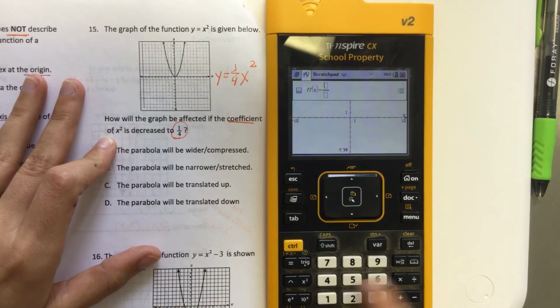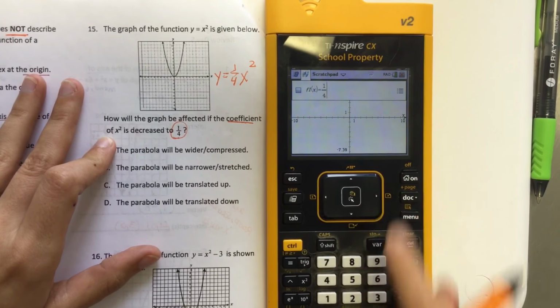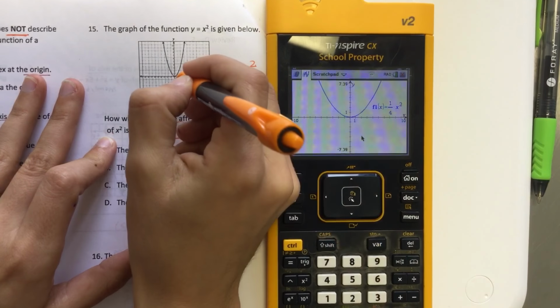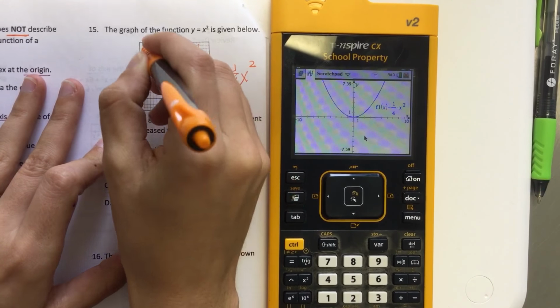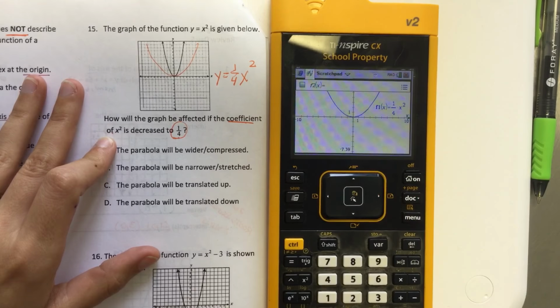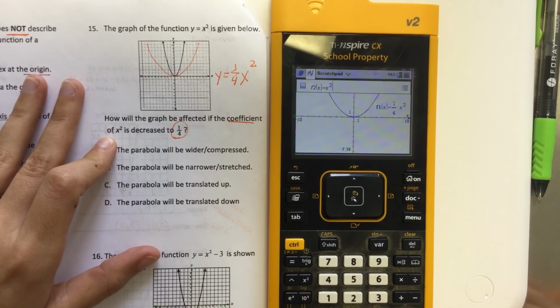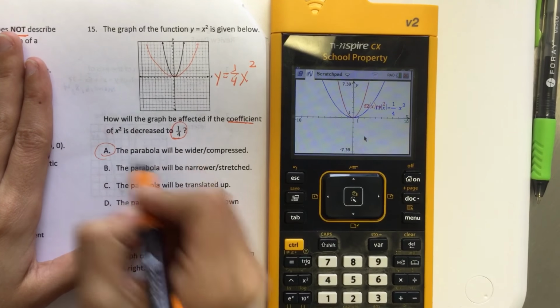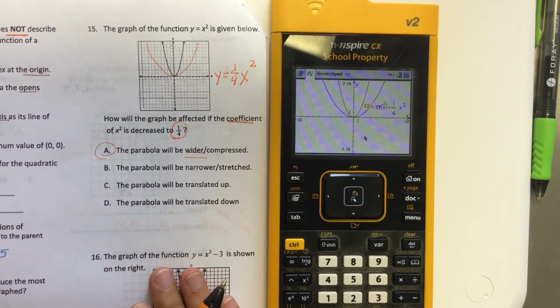So I have 1/4 x squared. Look, see what it does. It makes a wide graph. Okay, I could even put the original one, x squared, in there. I could see, look, the blue one is wide. So A is correct, it makes it wider.